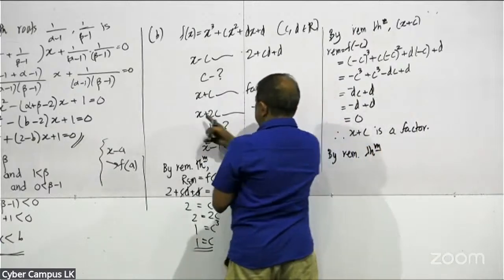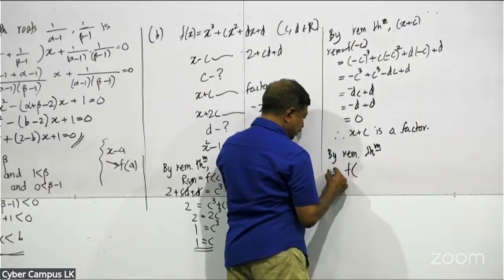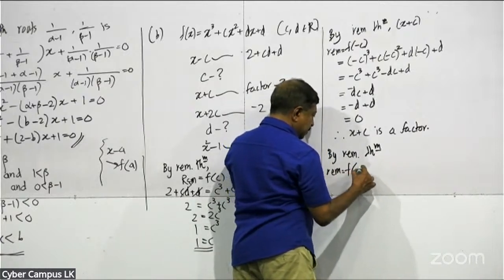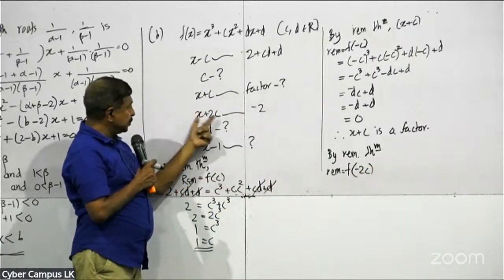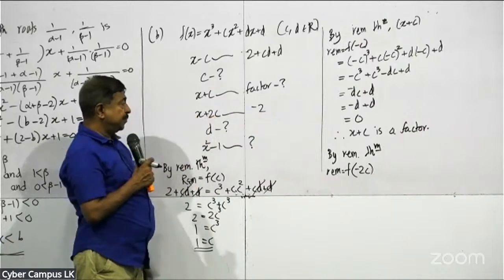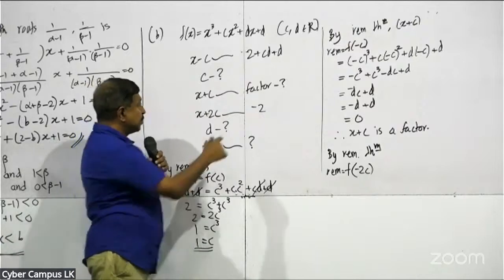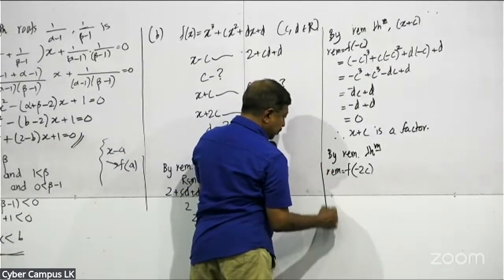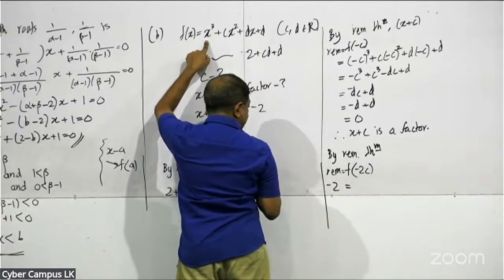When you divide by x plus 2c, the remainder is f of minus 2c. Minus 2c is the value which makes this divisor 0. Now, the remainder is given. It is minus 2. So the remainder is minus 2. Now find f of minus 2c.